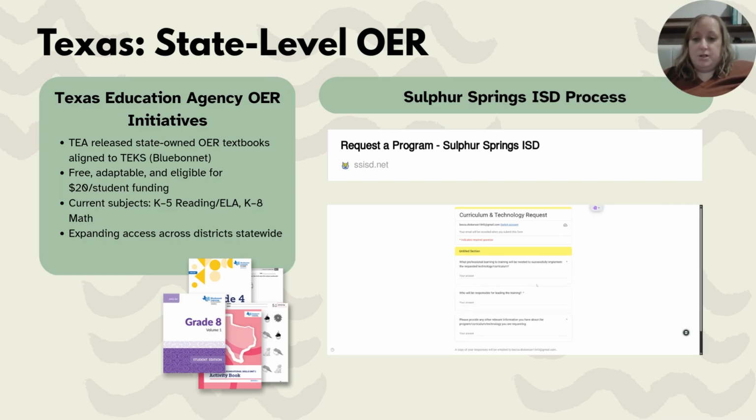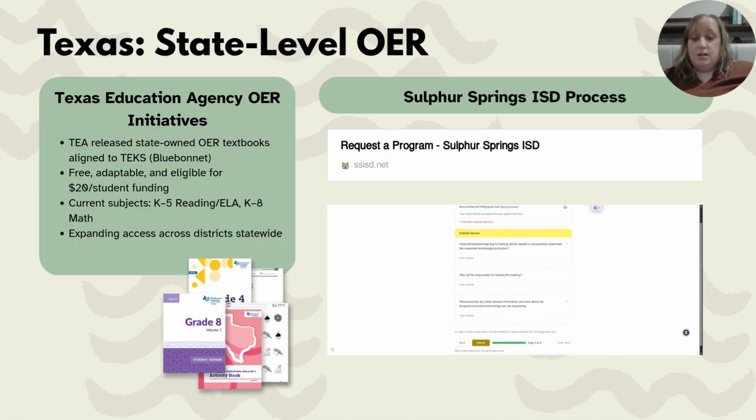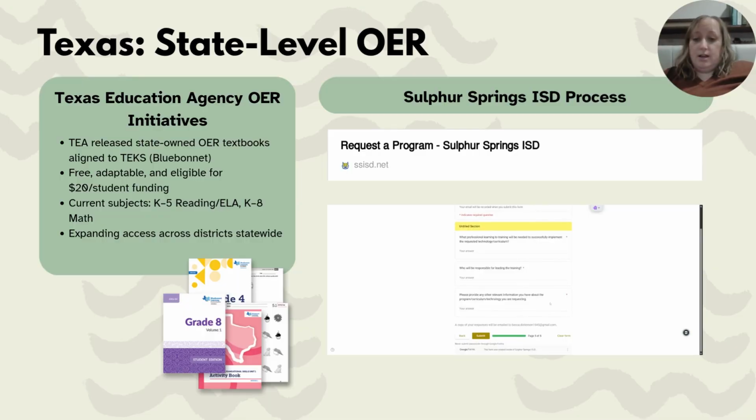And then the last portion is, of course, is there any professional learning or training that will need to be utilized to successfully implement the requested technology? Who's responsible for the training? And any other relevant information that they can provide for us to vet this program. After which they'll submit, and again, it will be emailed to our curriculum director and our educational technology coordinator. We will all, as a curriculum team and technology team, vet this, and then we will decide whether to adopt or not.